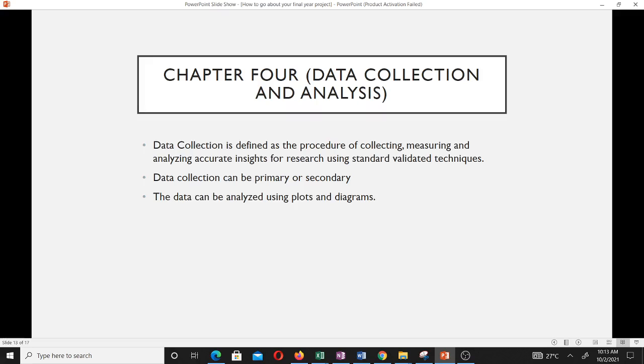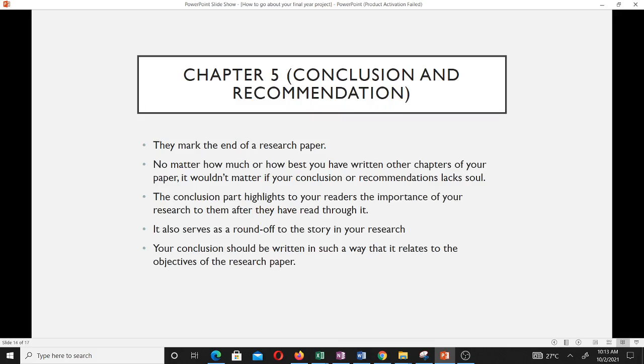After getting the data, using the method that you have outlined in your methodology, you can solve it and analyze it using plots and diagrams. Mostly you can see a lot of charts here, pie charts, histograms, and what have you. After data collection and analysis, we have chapter five, which is conclusion and recommendation. After doing all of chapters one to four, when you get to chapter five, you conclude on what you have done and make recommendations based on it.